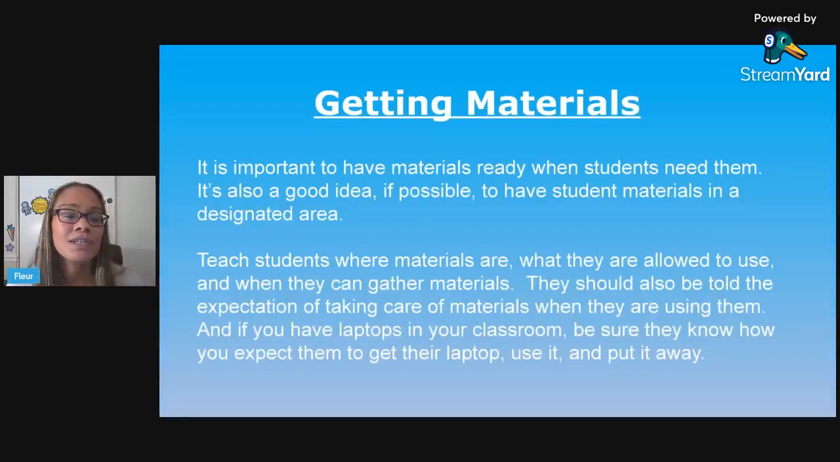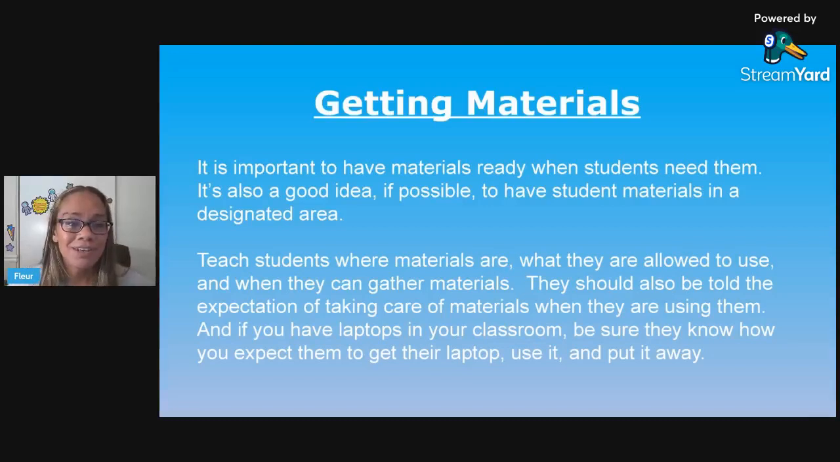Getting materials. So before I go over getting materials, make sure you've also taught your students your expectation for walking around the room. That way they know that they don't run to get materials and things. They literally need to be told every single step.